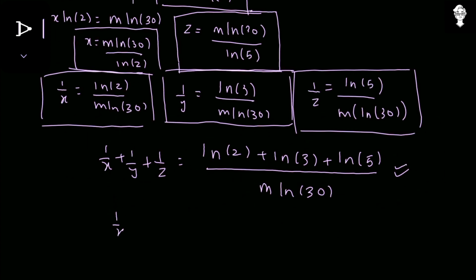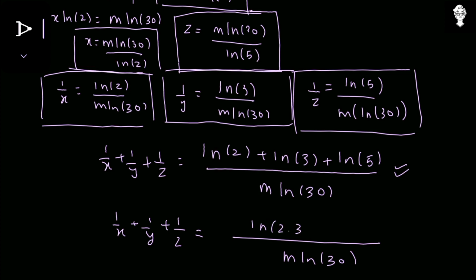So we will have 1 upon x plus 1 upon y plus 1 upon z is equals to, now in the denominator as it is, that is m times the natural log of 30, and in the numerator it will be natural log of 2 into 3 into 5. Now 2 into 3 is 6, and 6 into 5 is going to be equals to 30. So in the numerator we are having natural log of 30.